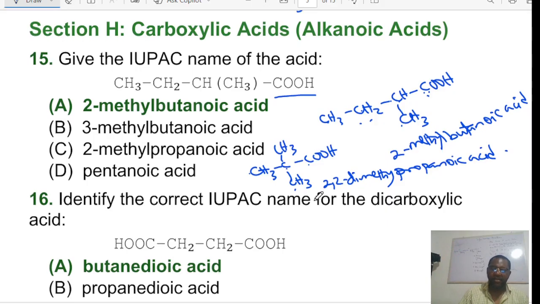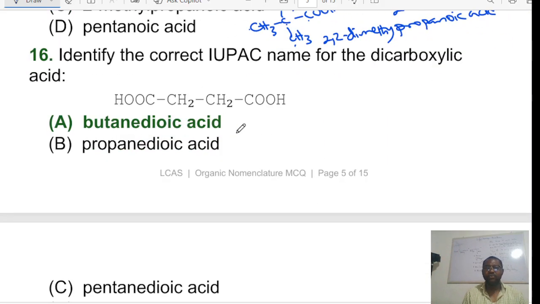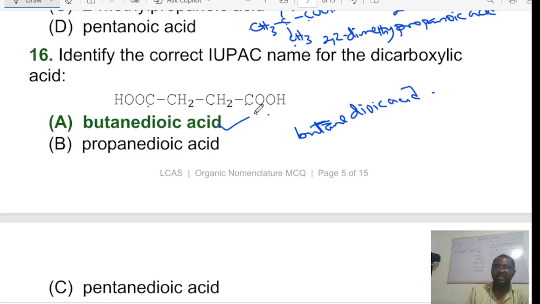That is by the way. Then in a case where you have 2 COOH, you call it dioic acid. So like in this case now you have 1, 2, 3, 4. So this is butane, because it's 4, then dioic acid. That's how it works. The answer is A. That's how you name such.